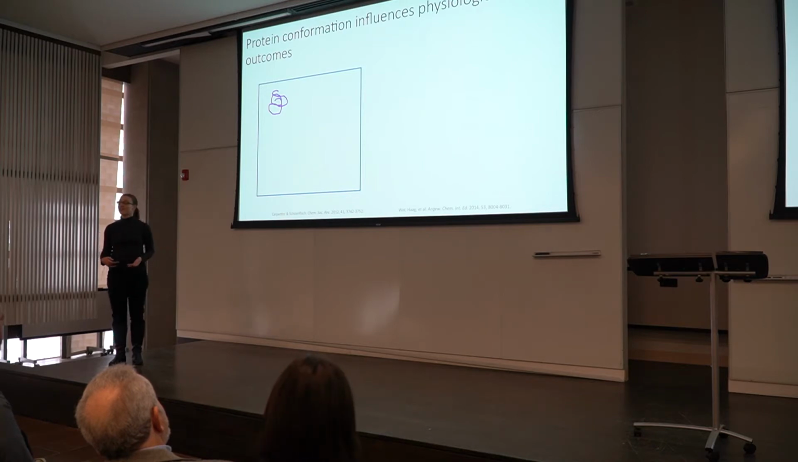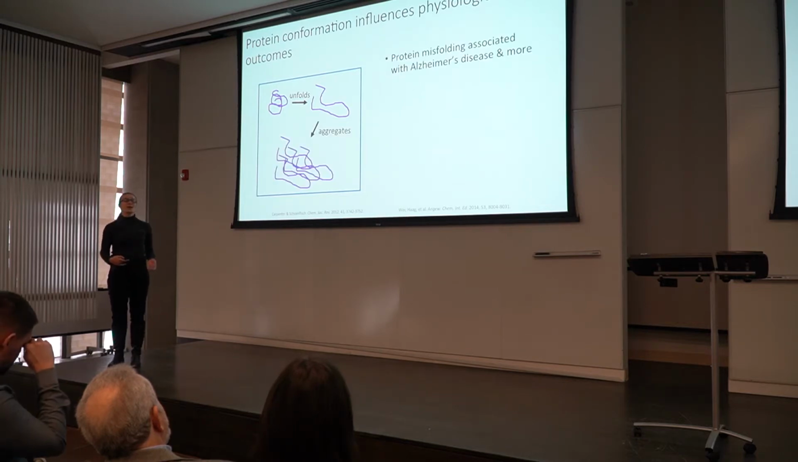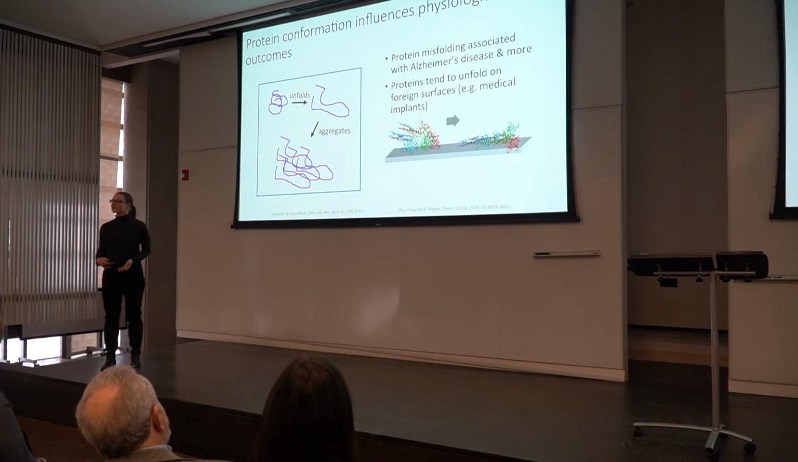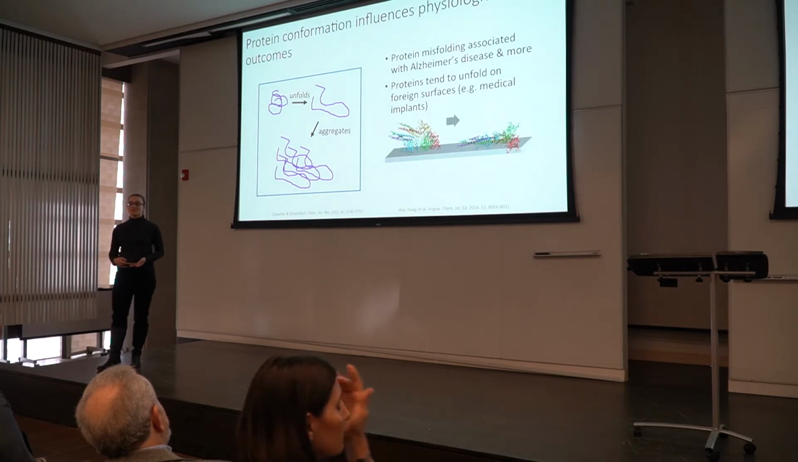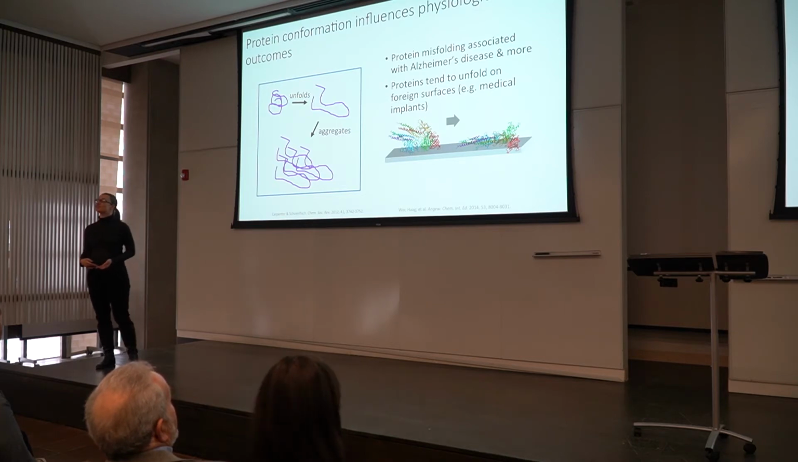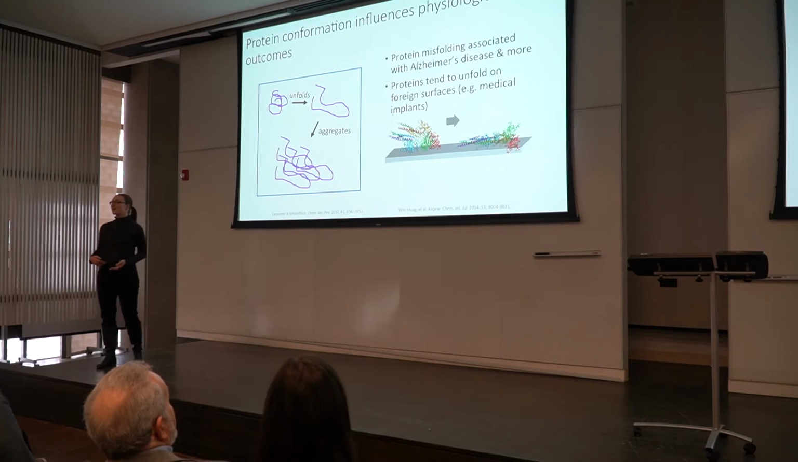And because proteins are very complicated compounds, their structure can change. They can unfold, which can cause aggregation and other types of outcomes. And sometimes this misfolding is associated with disease, like Alzheimer's disease. It's also known that when proteins come into contact with foreign surfaces, like medical implants, they can also undergo conformational changes. And while these changes might not cause Alzheimer's disease, they can cause other important outcomes.